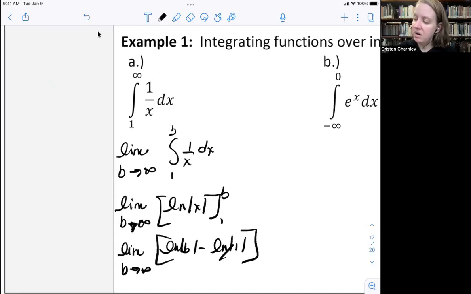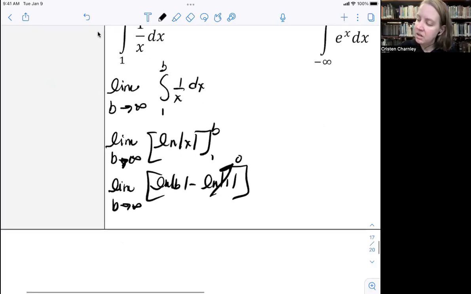Natural log of 1 is 0, which is great. So now I have the natural log of infinity. And that's not a real math notation, but that's kind of our working handwriting. So the natural log of infinity, what is that?